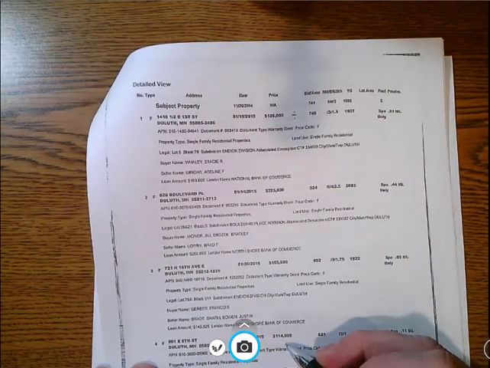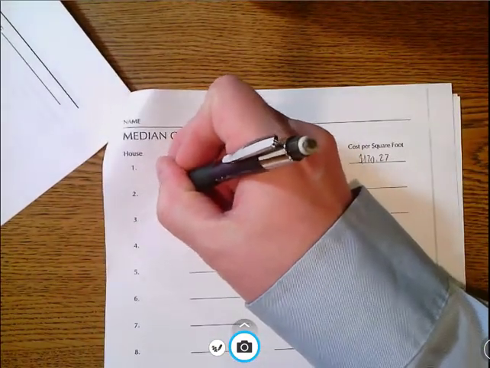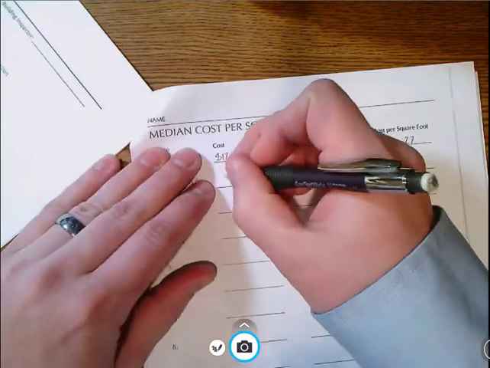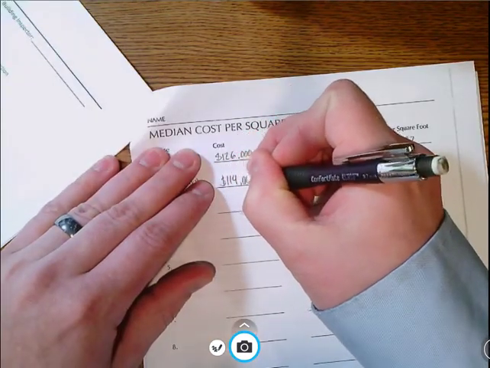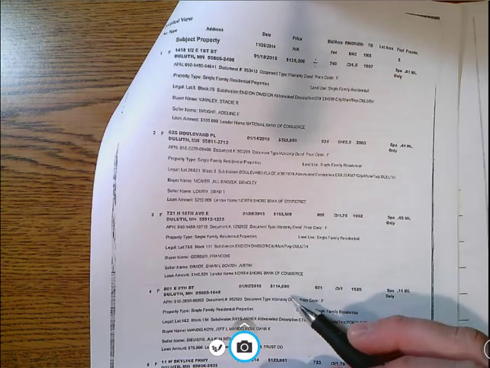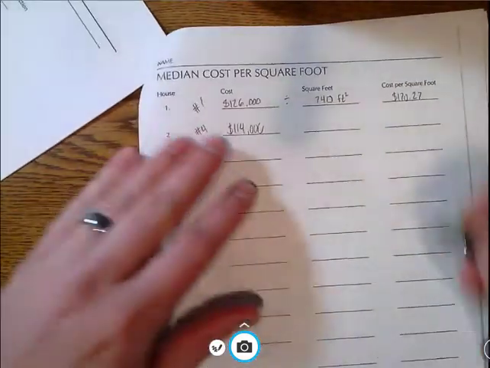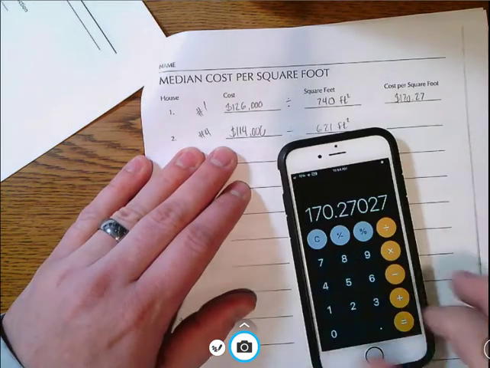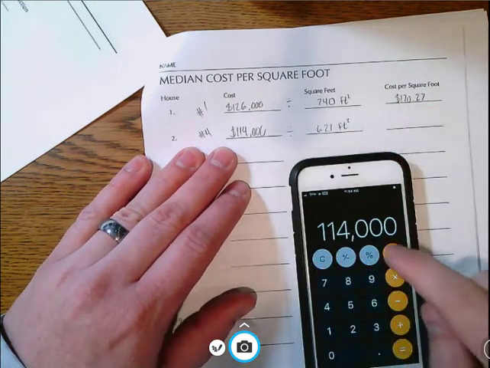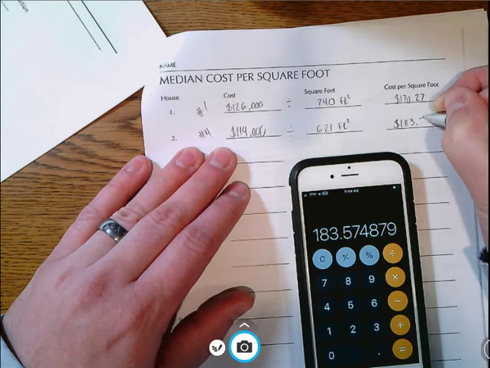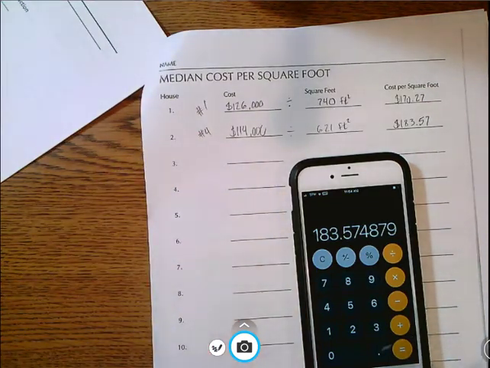Let's go and do a few more of these. Let's do number 4. So we'll go 114,000, and then we'll divide that by 621 square feet. And this will give us $183.57.